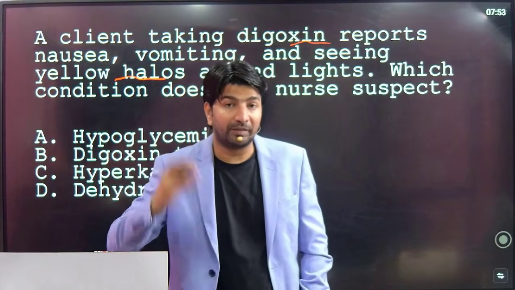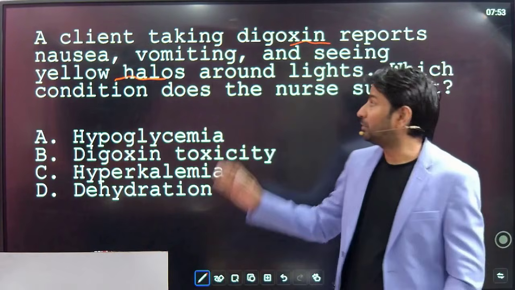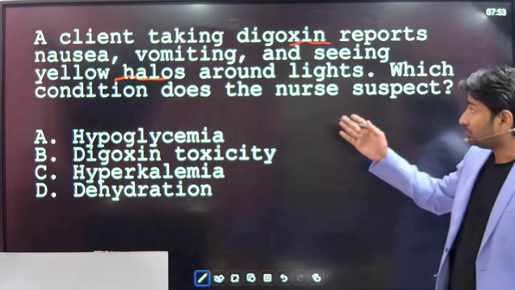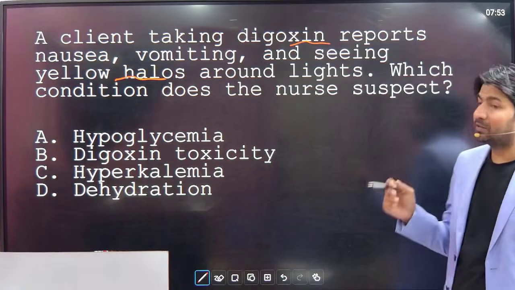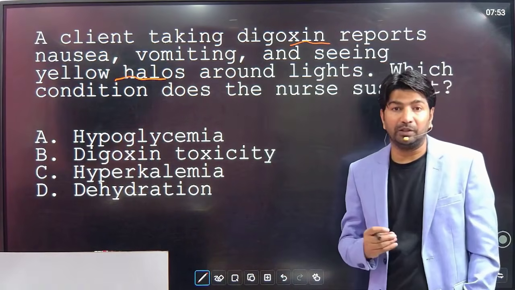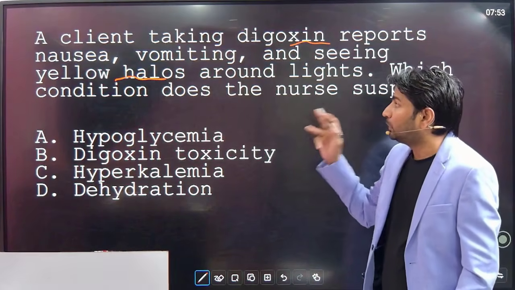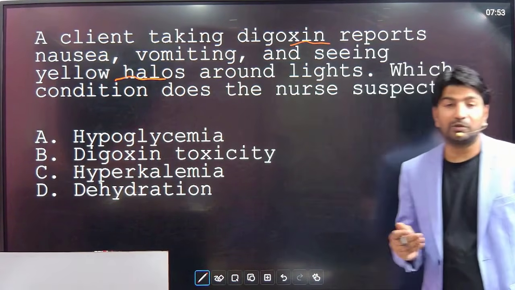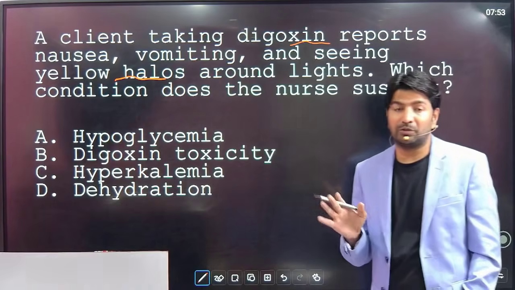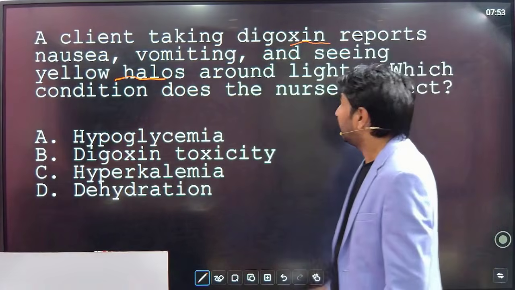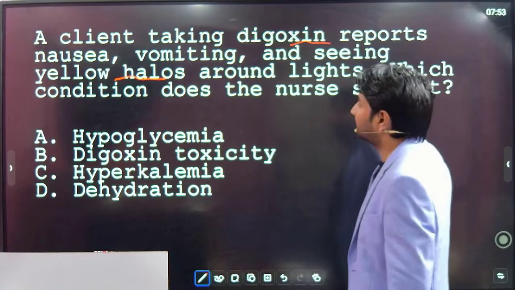When we were looking at the theory a little while ago, we saw that whenever a patient has nausea and vomiting, it's an early sign of toxicity. So digoxin toxicity has started. And if there are yellow halos, it's a classic sign of digoxin toxicity, meaning the patient has digoxin toxicity. So now, what will the nurse suspect is the cause?